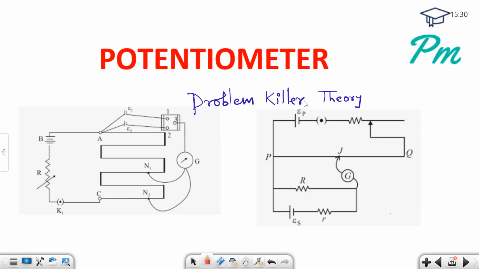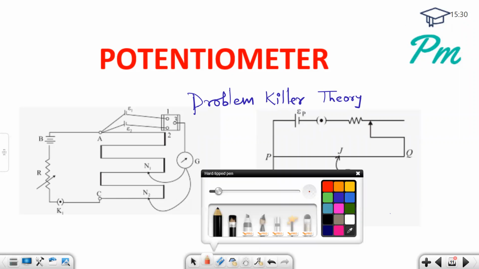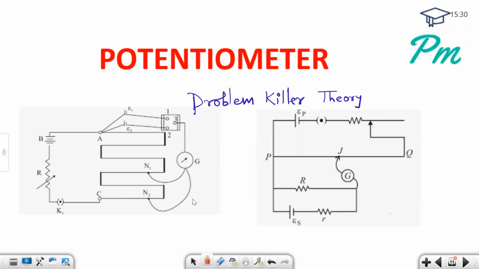Whenever you see many books or questions in examinations, you will find this type of circuit, sometimes this type of circuit. But do not worry to see a difficult type of circuit. This circuit is actually very simple, and its simplest form can be written in this form. So this is the simplest circuit, and I recommend you use this type of circuit whenever you solve a problem or try to understand a potentiometer question.